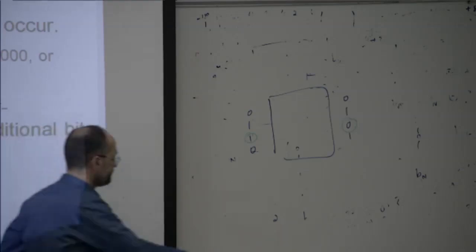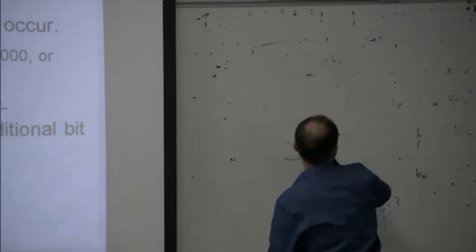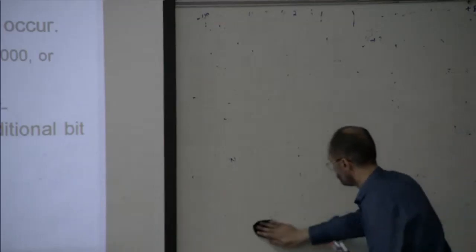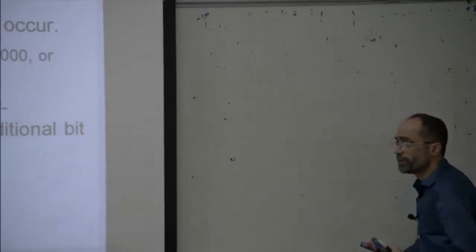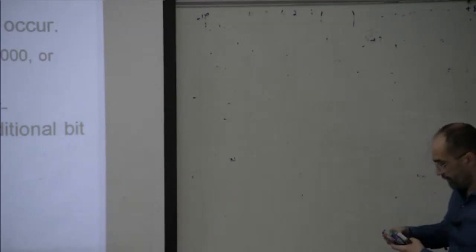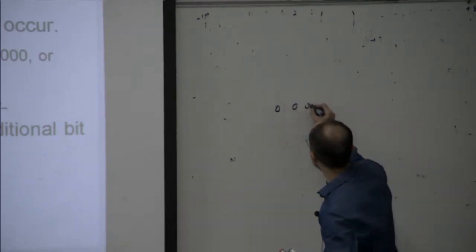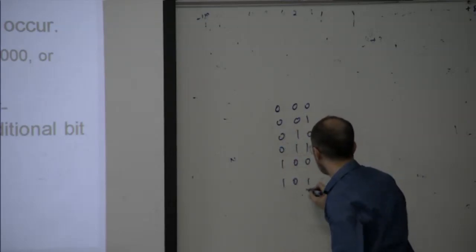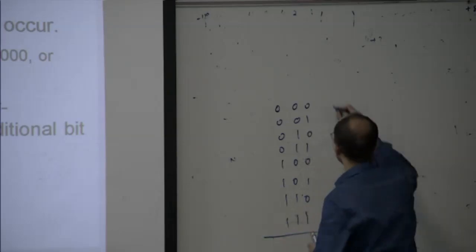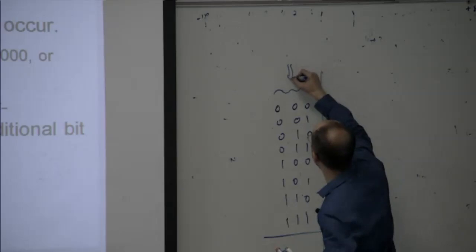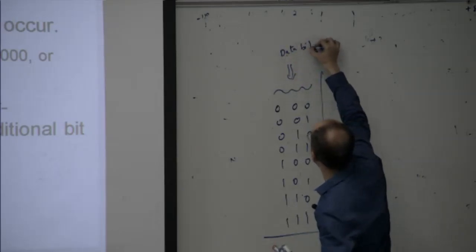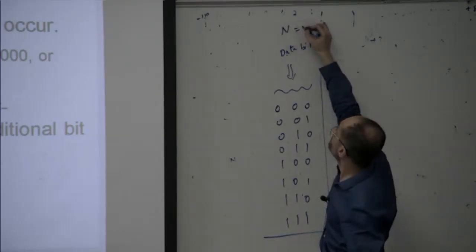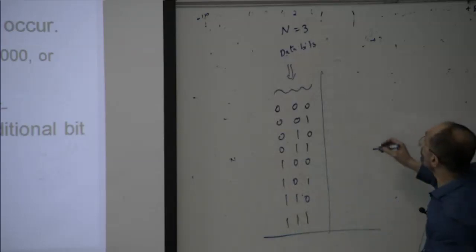Okay, now we have some data bits and now we have some code bits. Assume that we have 3-bit data. What is now the data? 0 0 0, 0 0 1, 0 1 0, 0 1 1, 1 0 0, 1 0 1, 1 1 0, 1 1 1. These are called data bits. What is n here? n is 3 because these are 3 bits. And now these are the data bits.